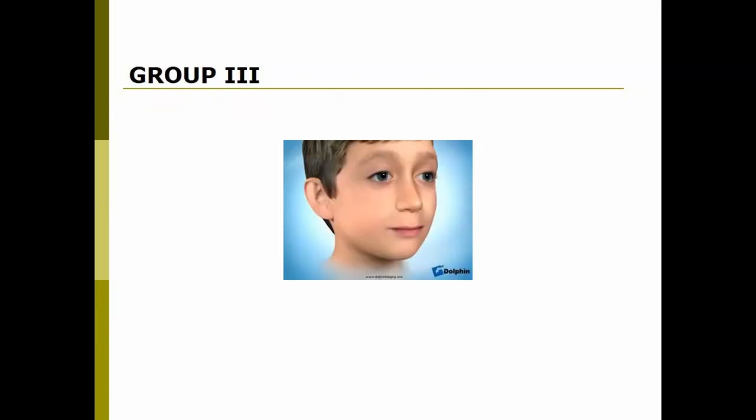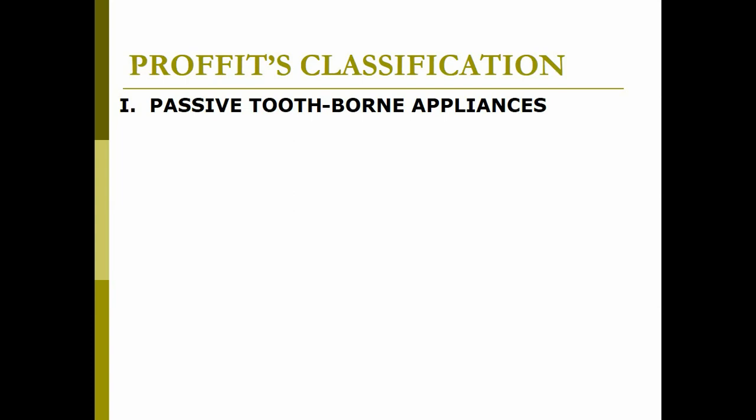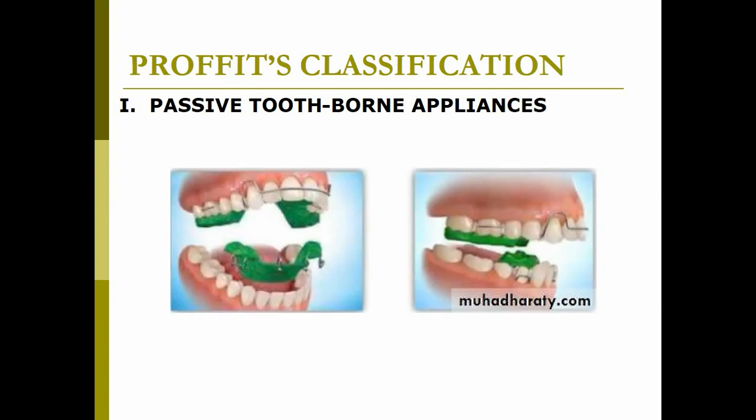So the same one, as I told you, tooth-borne and tissue-borne. So Proffit has actually made it very clear, and he says the first type is passive tooth-borne appliances. That means those appliances which are tooth-borne, that means sitting on the teeth, but they are passive. Passive means they're sitting on the teeth, but they're passive to the tooth. They will not be moving the tooth, they will be moving the jaw bones.